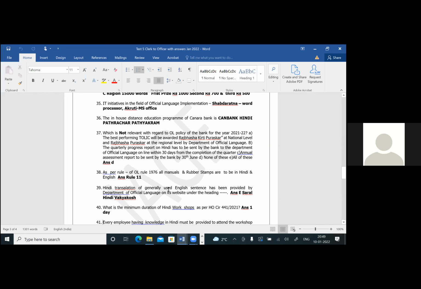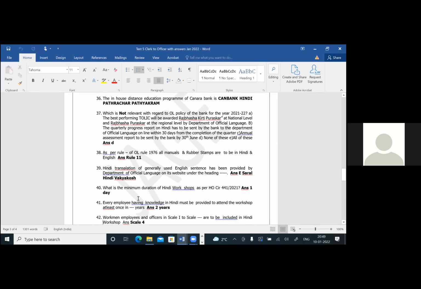Okay, question number 39. Hindi translation of generally used English sentences has been provided by the departmental official language on its website under the heading, the answer is E Saral Hindi Vakya Kosh. So you should know that.